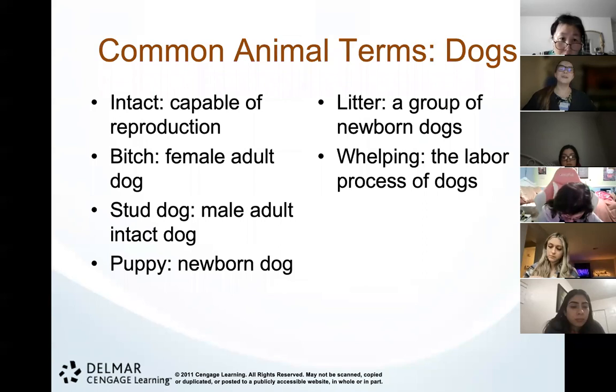Puppy, those are our newborn dogs. Now, when we have a whole group of newborn dogs, that's considered to be a litter. And we don't say that the bitch is giving birth, we will say that the bitch is whelping. So that is the labor process for dogs. So we do have some different terminology there. And that goes for almost every single breed of animal.